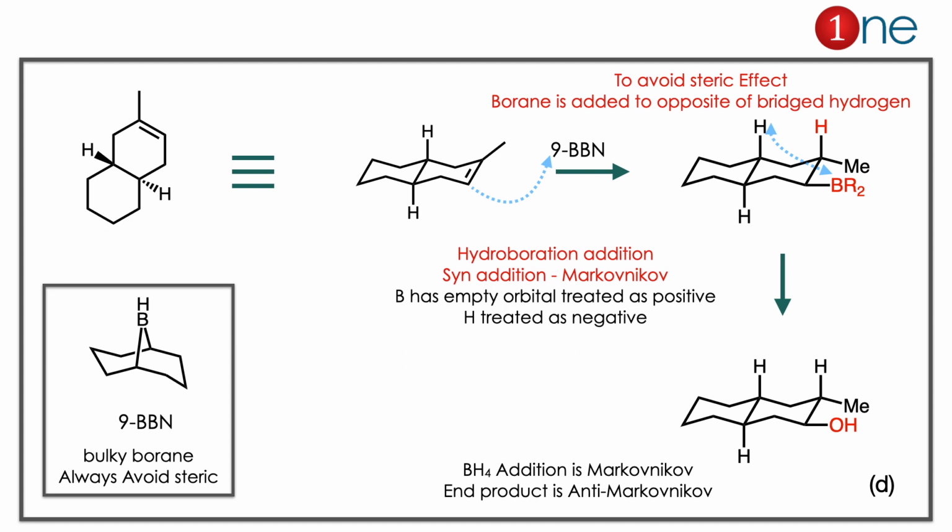But the addition is also syn addition. So hydrogen and boron are syn to each other. So hydrogen is axial, boron is opposite to hydrogen and it is equatorial. So the addition is Markovnikov-type addition. Boron has an empty p orbital. It should be treated as positive charge. Hydrogen should be treated as negative charge. And the addition is syn addition.